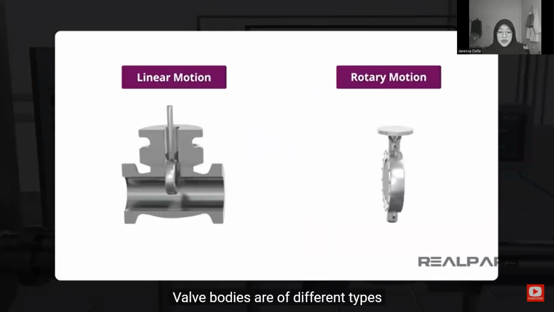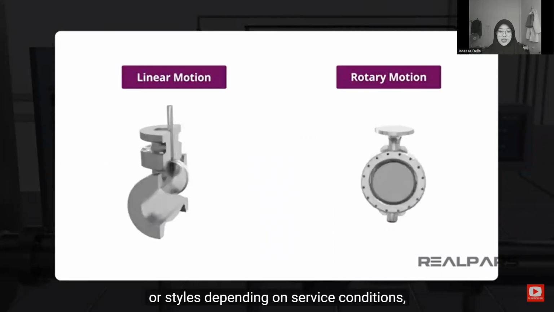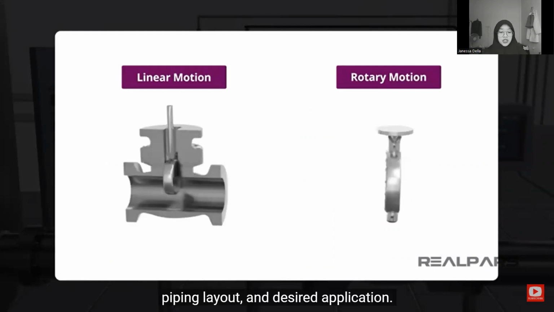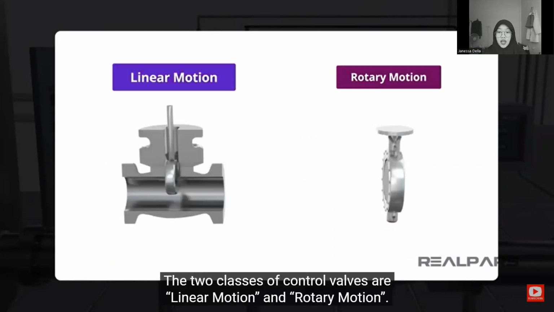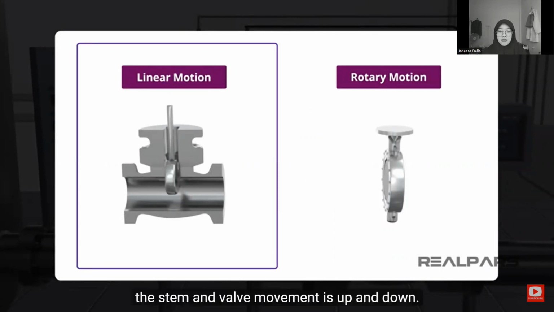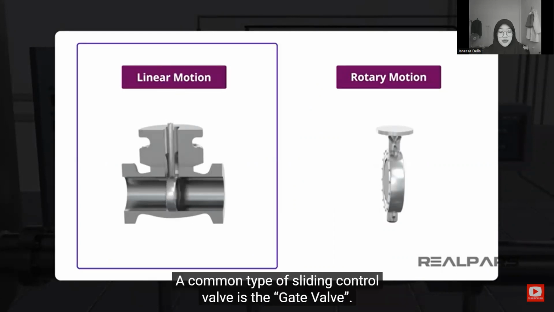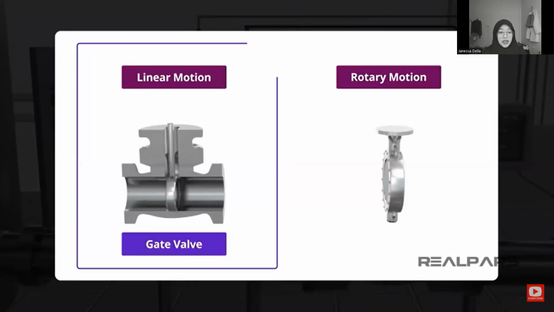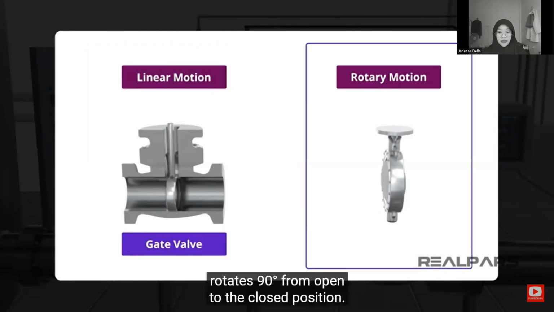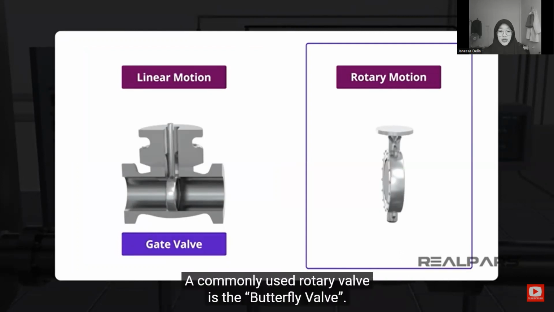Valve bodies are of different types or styles depending on service conditions, piping, and desired application. The two classes of control valve are linear motion and rotary motion. On a linear motion valve, the stem and the valve movement is up and down. A common type of sliding control valve is the gate valve. A rotary motion valve, in almost all cases, rotates 90 degrees from open to the closed position. A commonly used rotary valve is the butterfly valve.